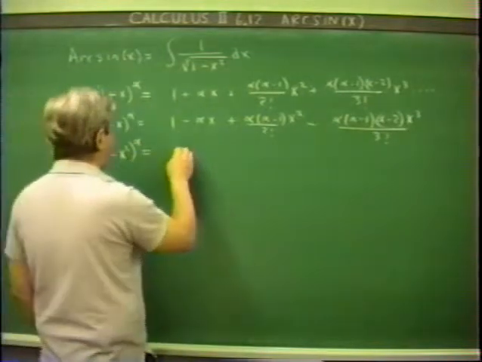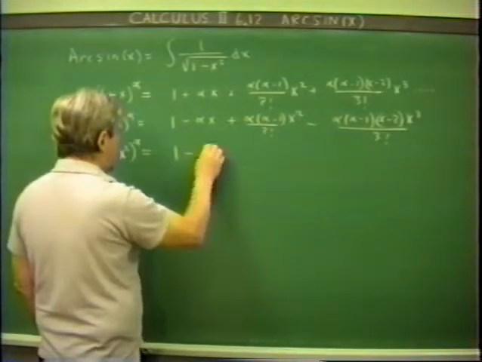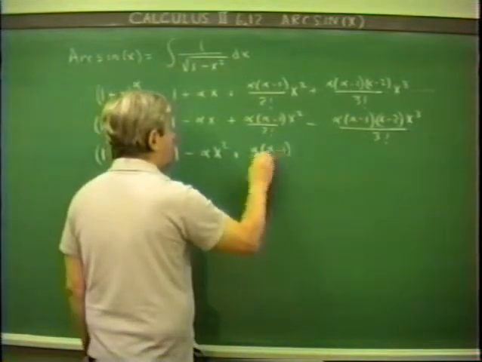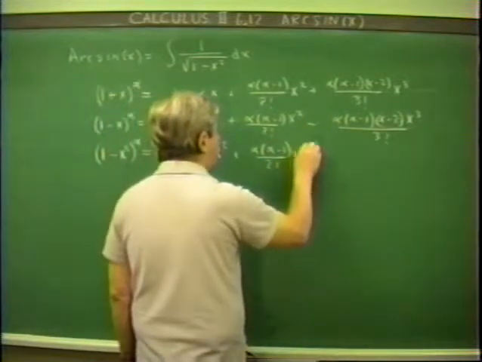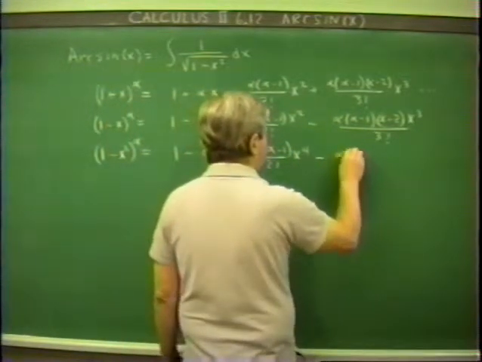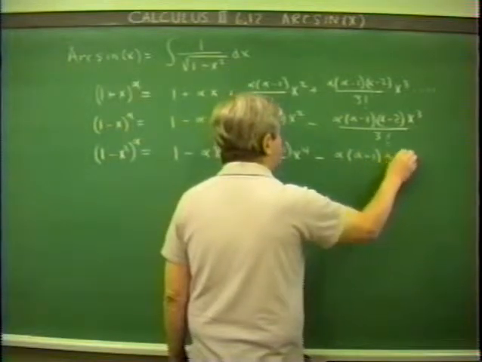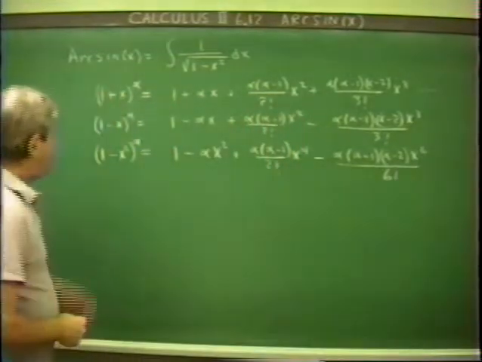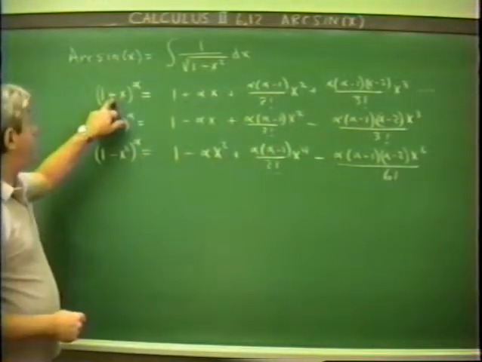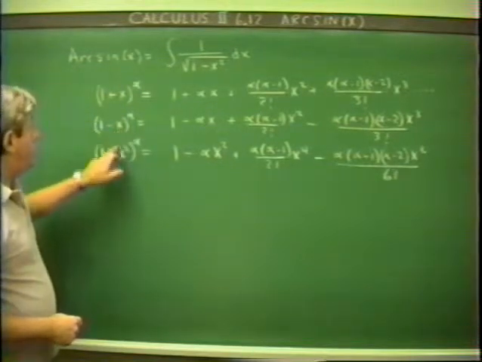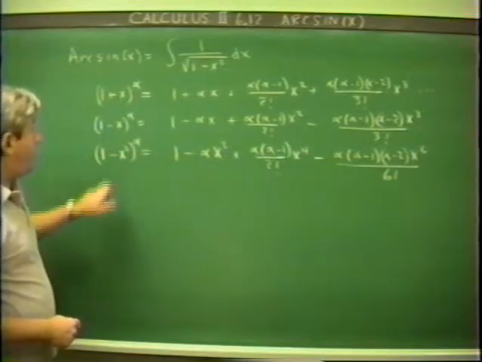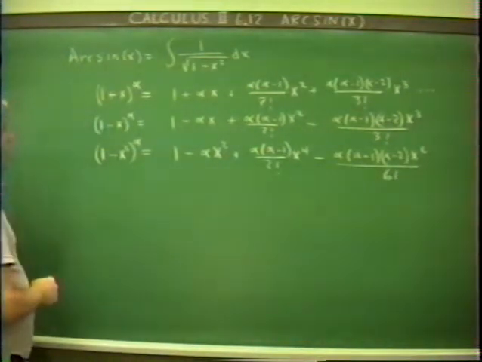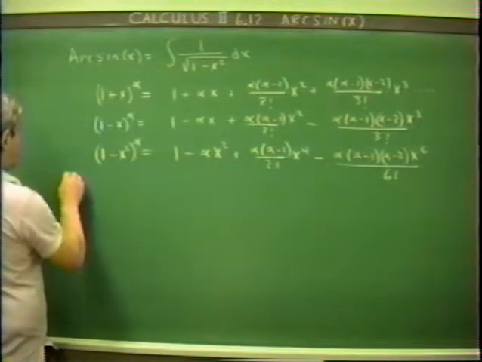Now let's replace x with x squared in this. So we have 1 minus x squared to the alpha is equal to 1 minus alpha x squared plus alpha times alpha minus 1 over 2 factorial times x to the 4th minus alpha times alpha minus 1 times alpha minus 2 x to the 6th over 6 factorial. The original thing here converges when x is between minus 1 and 1. So this is going to also, and so is this. When x is between minus 1 and 1, x squared is also between 0 and 1 in this case here.